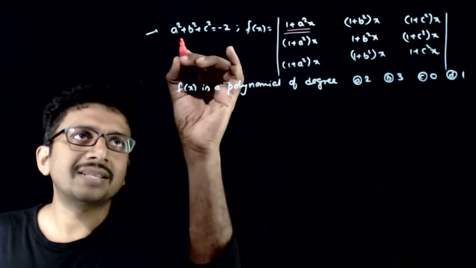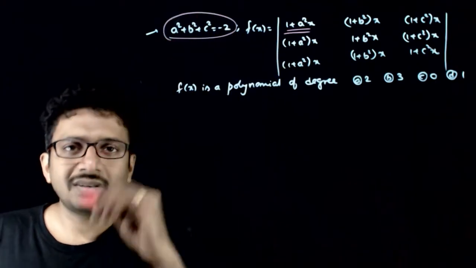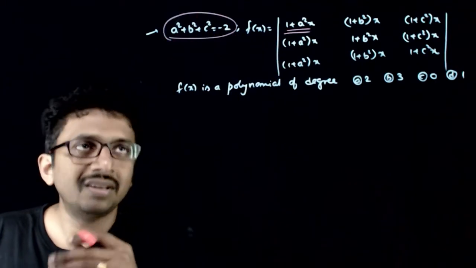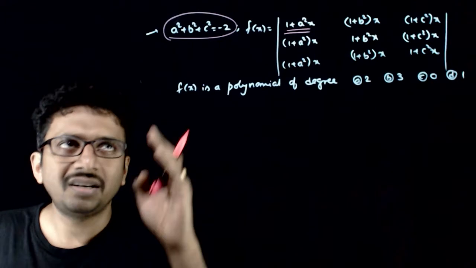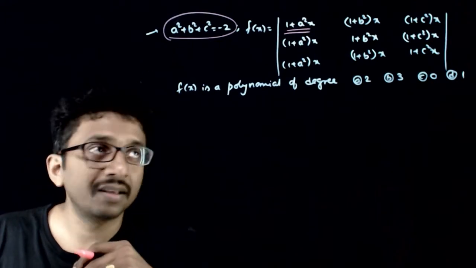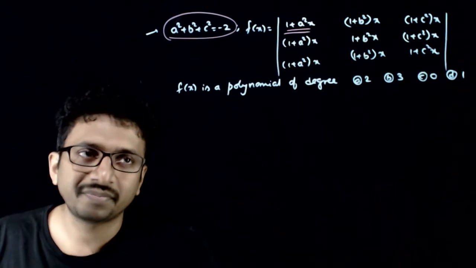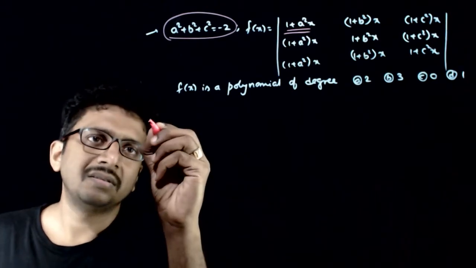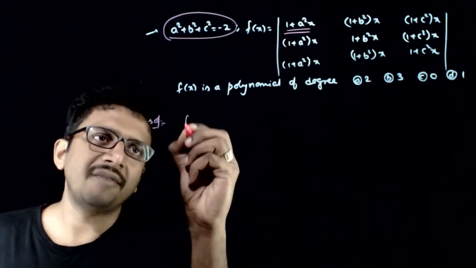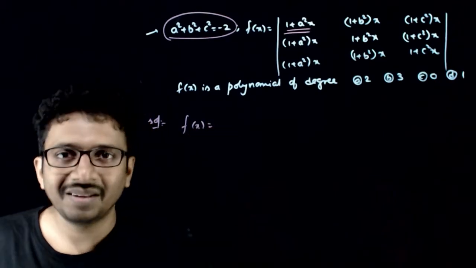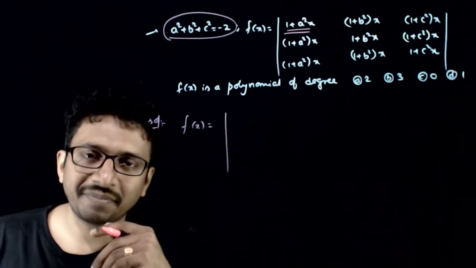Because a square plus b square plus c square is equal to -2 is given. So let us try to find a way to use this information. Is there any relation with this information to the given determinant? So what I do is, f of x is equal to, now in this determinant I'll do something.